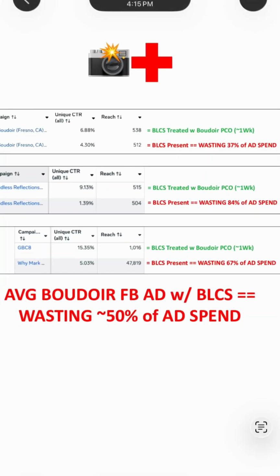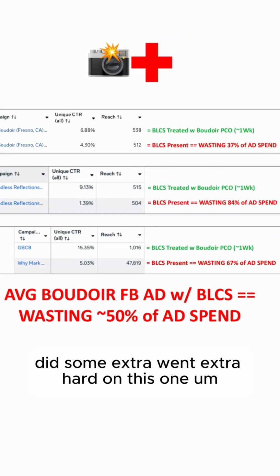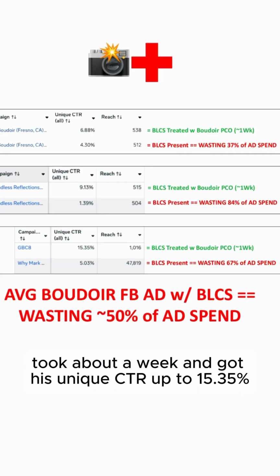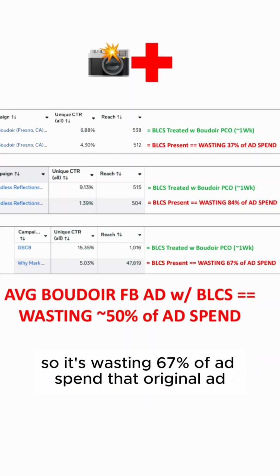And so we duplicated it, did some extra, went extra hard on this one. Treated with Boudoir Pico, took about a week, and got his unique CTR up to 15.35%. So we found out he was wasting 67% of ad spend on that original ad.